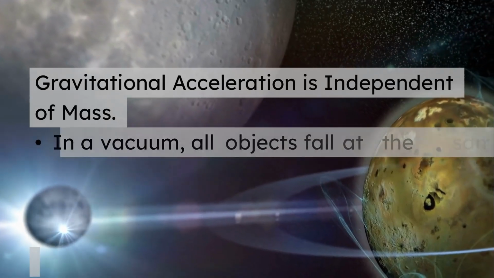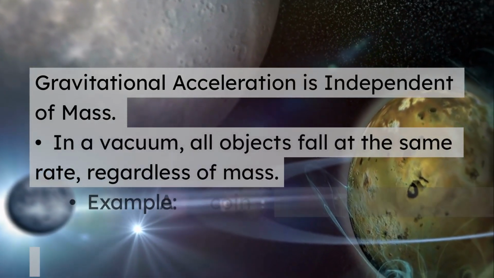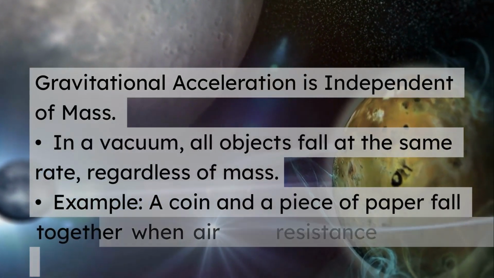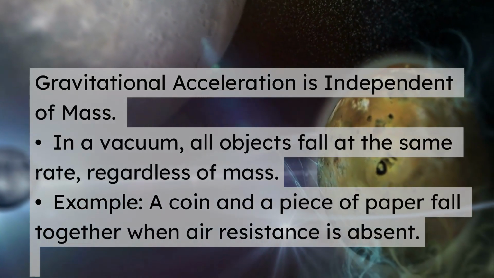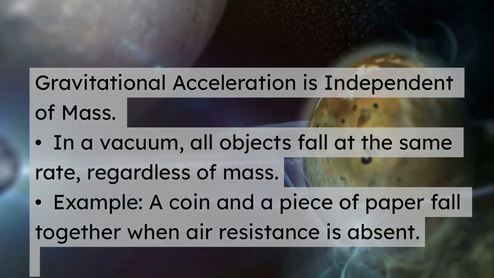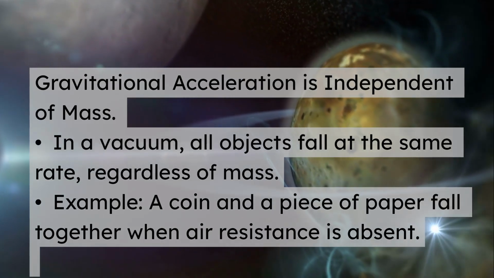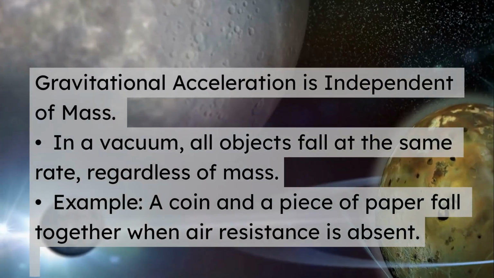Gravitational acceleration is independent of mass. In a vacuum, all objects fall at the same rate, regardless of mass. Example: a coin and a piece of paper fall together when air resistance is absent.